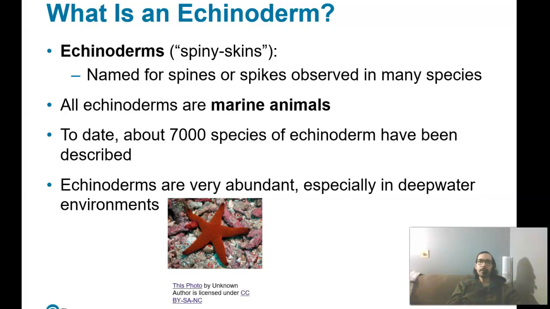So echinoderms are the animals that are named for the spikes that they have on their body. Spiky skin, that's what the name translates to. Okay. And echinoderms are all marine animals. And to date, about 7,000 species of echinoderms have been described. And they're very abundant, especially in deep water environments. But you can also see them in shallow water, like intertidal zones. So you'll be able to see things like sea urchins or sea stars.